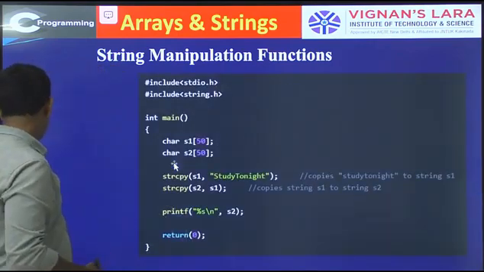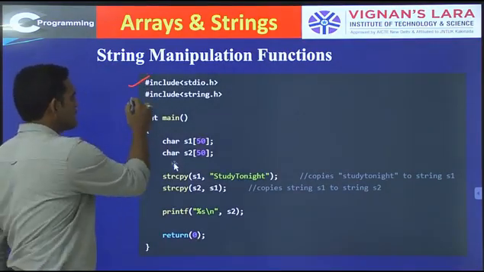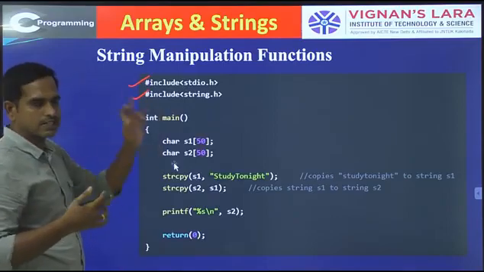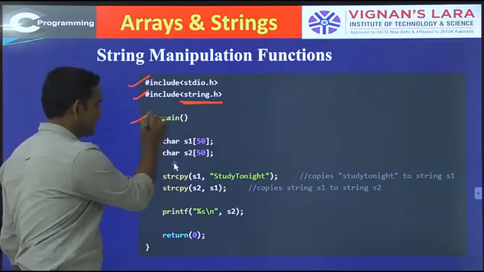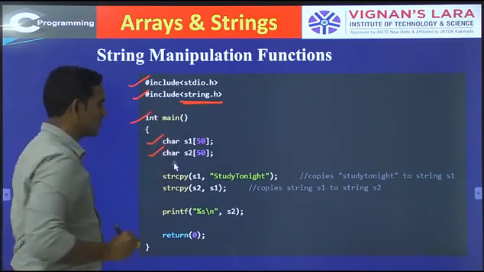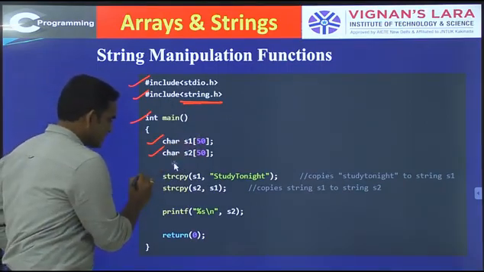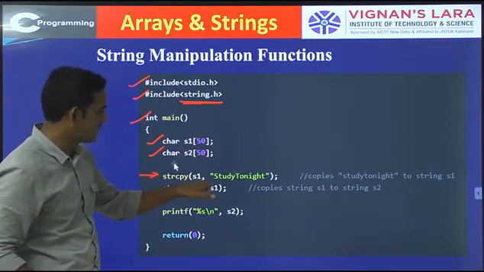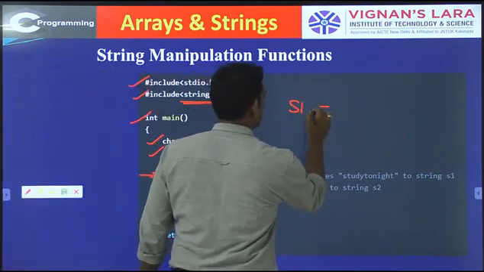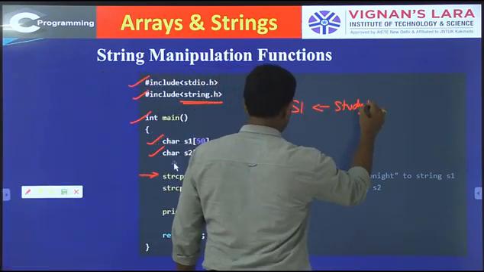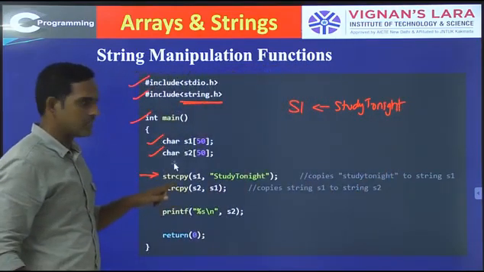So this is an example of the string copy function where you are using #include stdio.h. As I told you, whenever I want to use these string manipulation functions, I have to include the string.h header file. Then main, then I am declaring two strings, s1 and s2, with the maximum size of 50 characters. Next I am performing string copy s1 comma study tonight. Now s1 will contain the words study tonight.